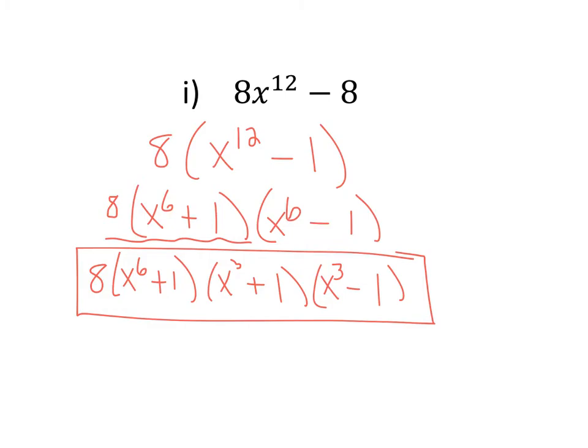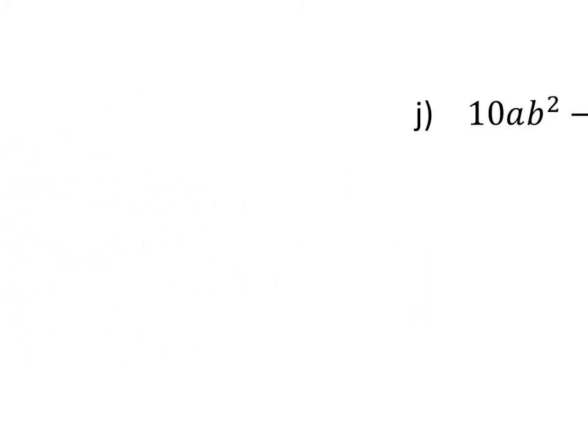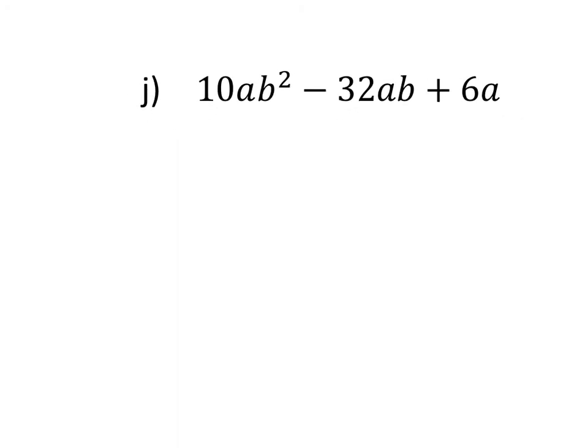Let's look at J. First, we need to check for GCF. Well, they're all even, so I know we can pull out a 2. They all have an a, so I know I can pull out an a. I don't think I can pull anything else out.